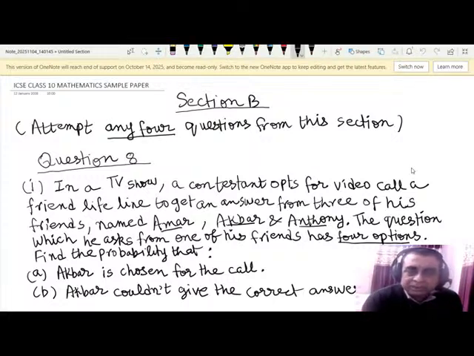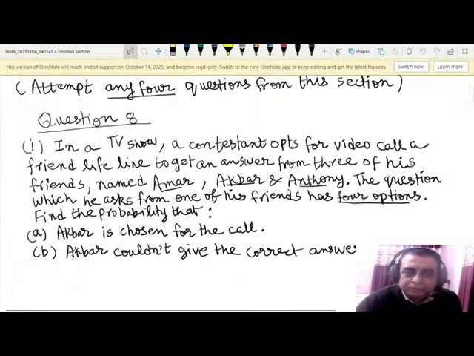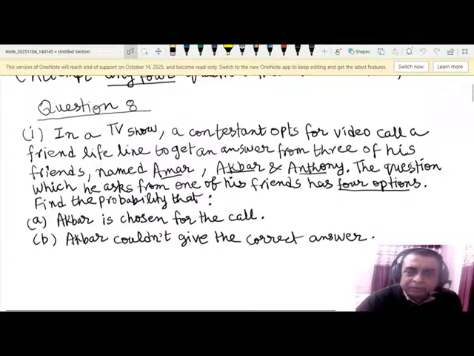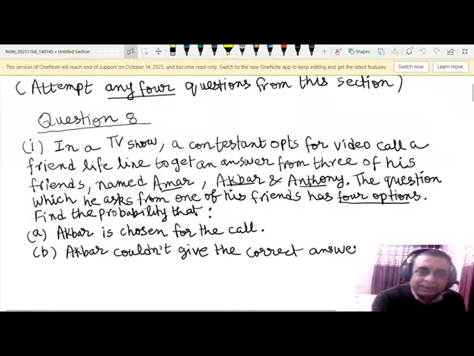Now there are 3 remaining questions, question numbers 8, 9, and 10. Today we will be doing only question numbers 8 and 9. Next class I will be doing question number 10. Now, what is question number 8 saying?